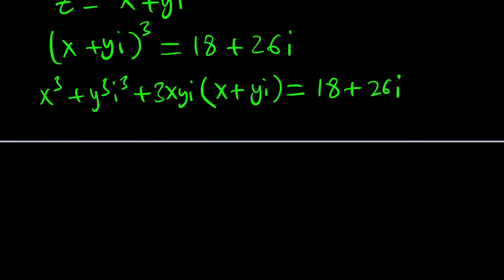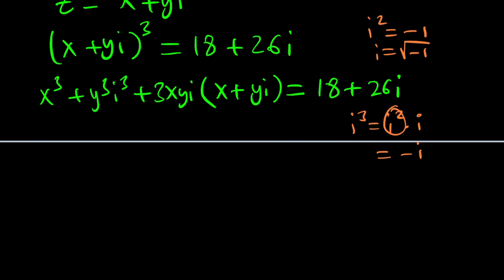I forgot to tell you, i squared is -1, or i can be considered the square root of -1. And of course, i cubed is just going to be i squared times i. Since i squared is -1, this is going to be -i. Just know powers of i, first, second, third, and fourth, and then you'll be fine. So here it's -i, which means x cubed minus y cubed i.